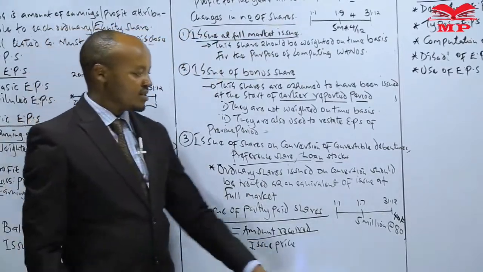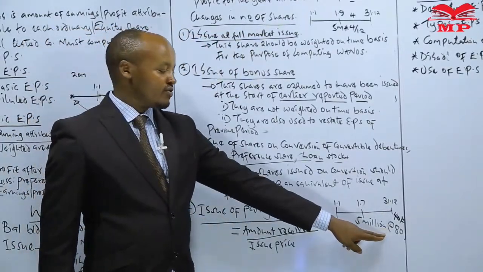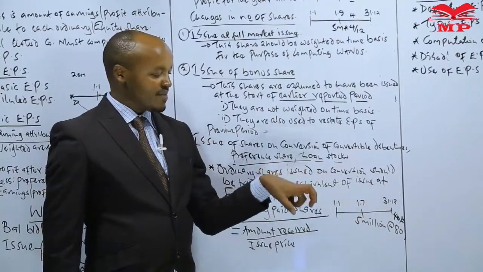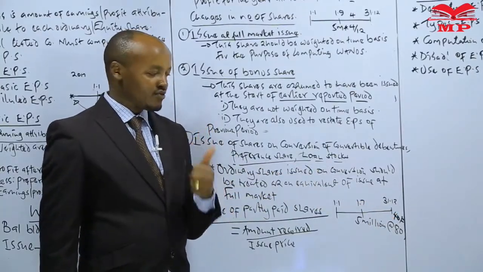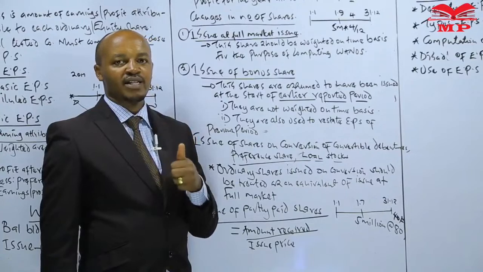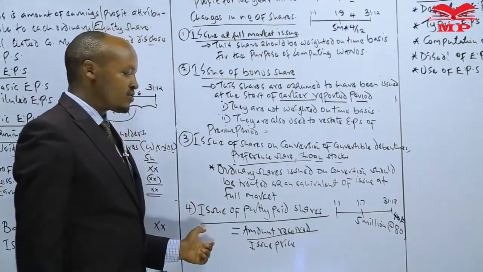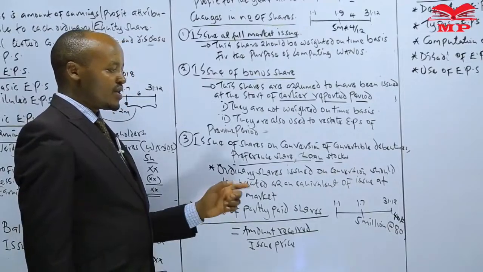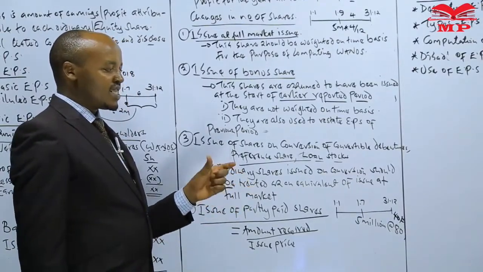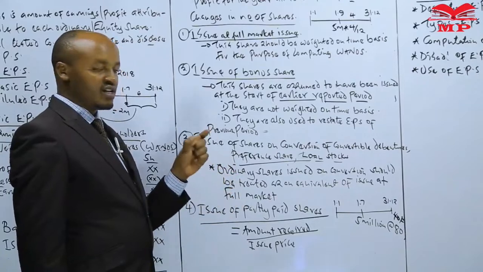So what that means is that because the shares were issued at a price of 80, but at the end of the year the only amount which has been paid per share is 40, then those shares are partly paid. So for the purpose of computing EPS, we are supposed to consider the shares which are deemed to be fully paid.